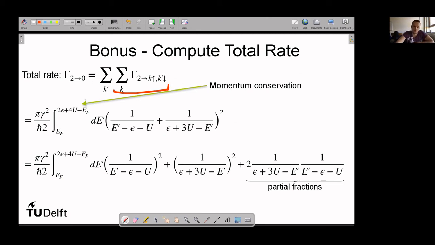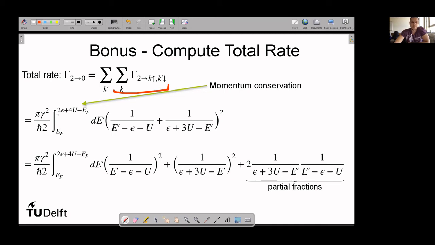Now we need to sum over all k prime. The first thing we need to do, again, is transform the sum over k prime into an integral. I still write it as d e prime. And we have the matrix element squared, so the previous result that we saw. Here there is also a momentum conservation that needs to be assumed.